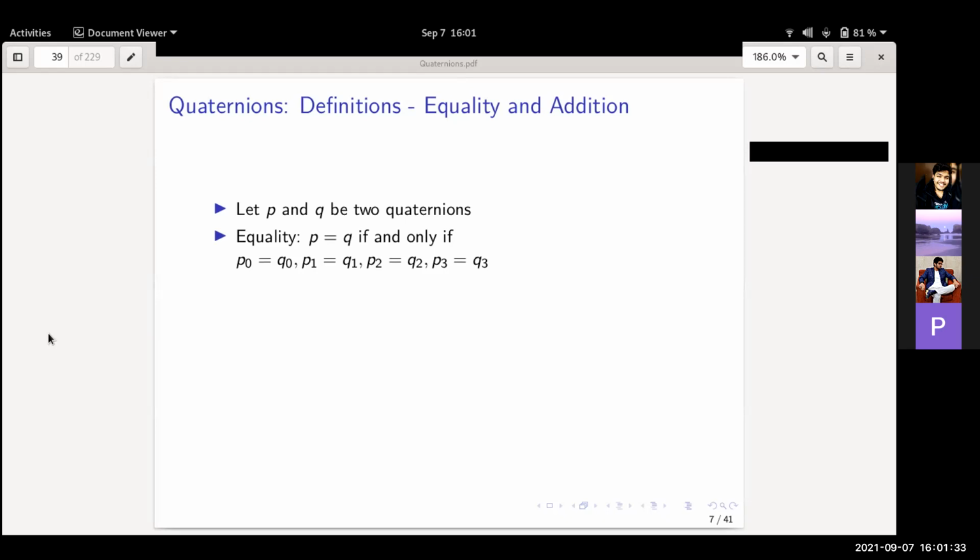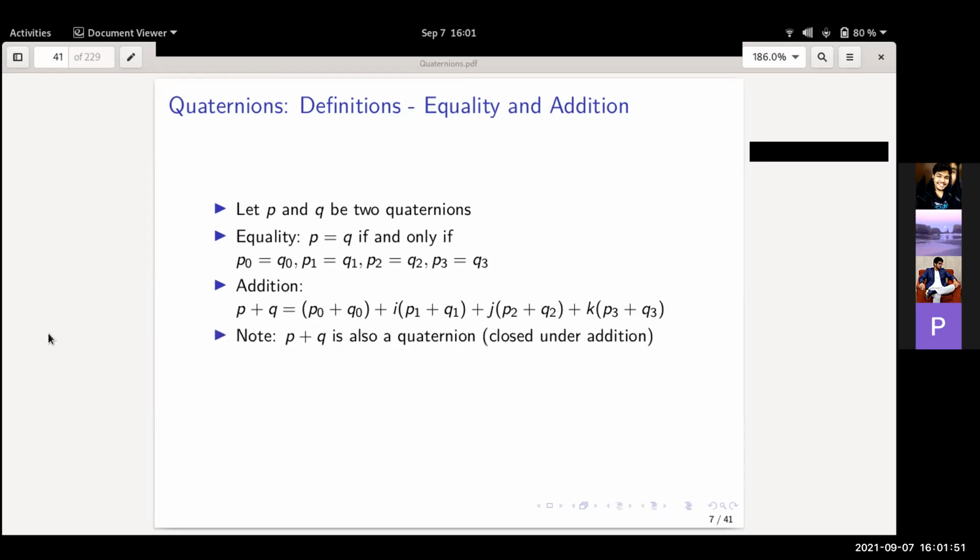And how do you add 2 complex numbers? Component wise addition. Same thing. In the quaternion also, you simply add 2 quaternions by adding them component wise. But the sum is also, fortunately, a quaternion. So it is closed under addition. Something you have to remember: whenever you do some operation, it should be closed under that operation.